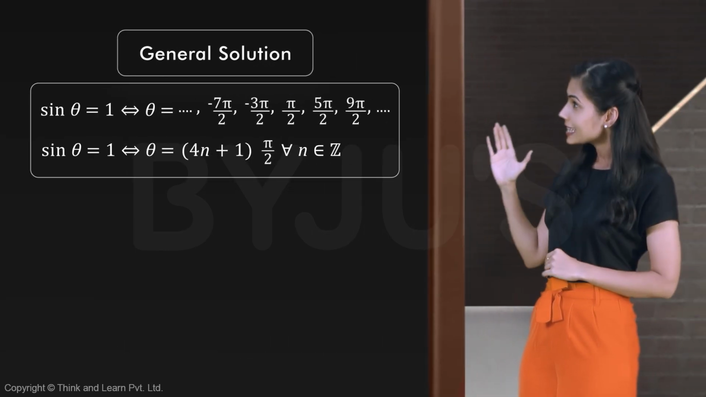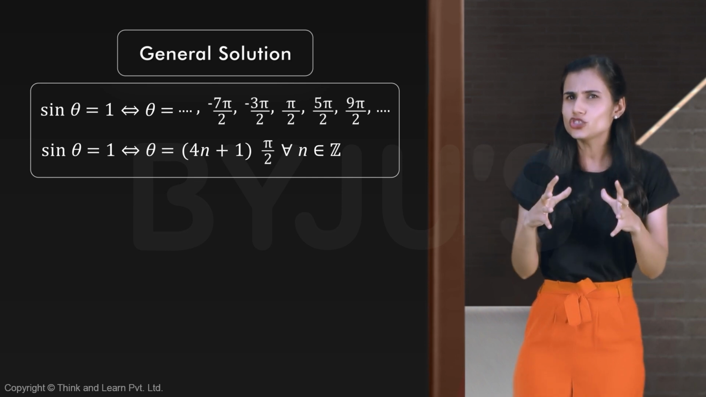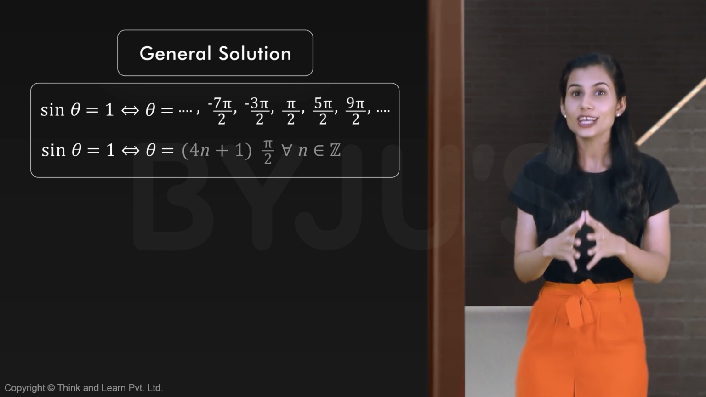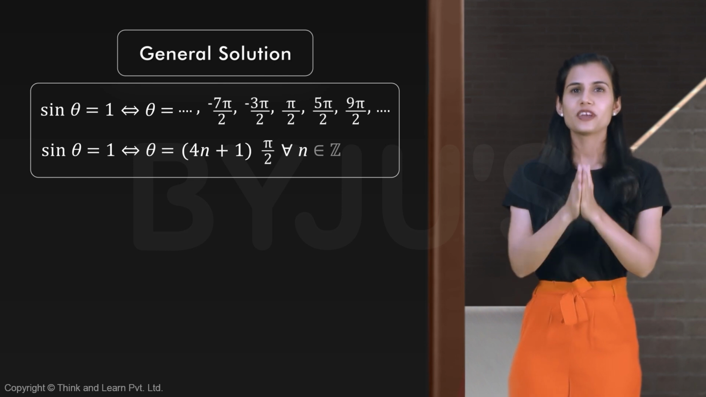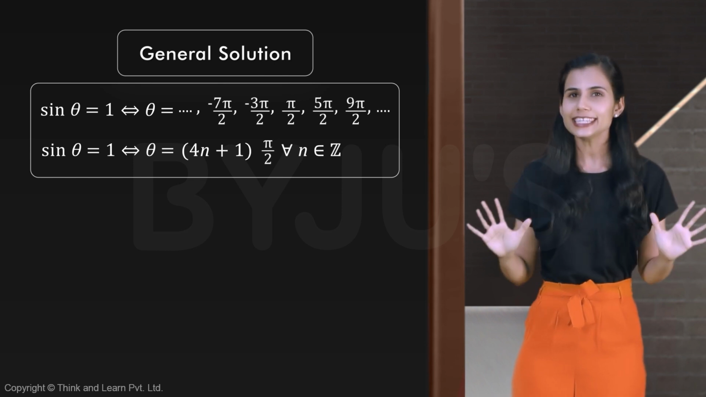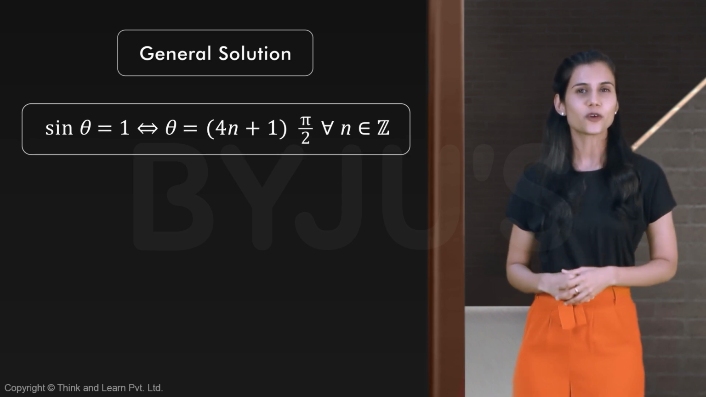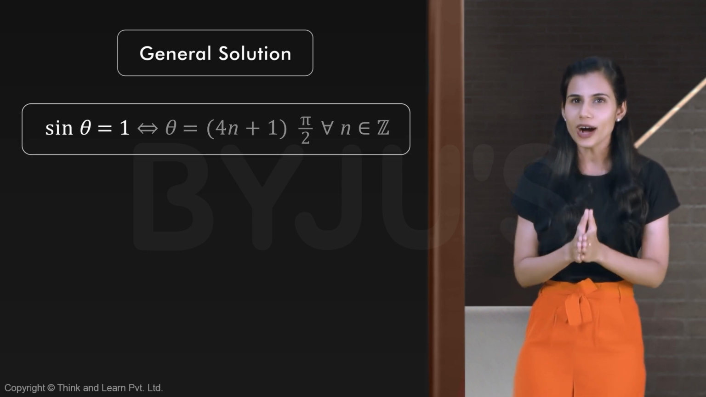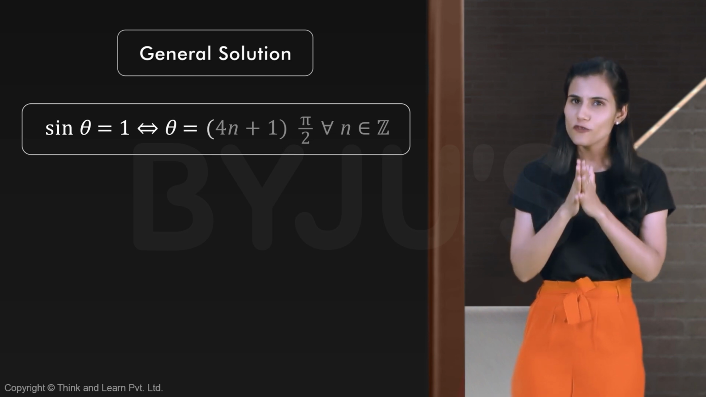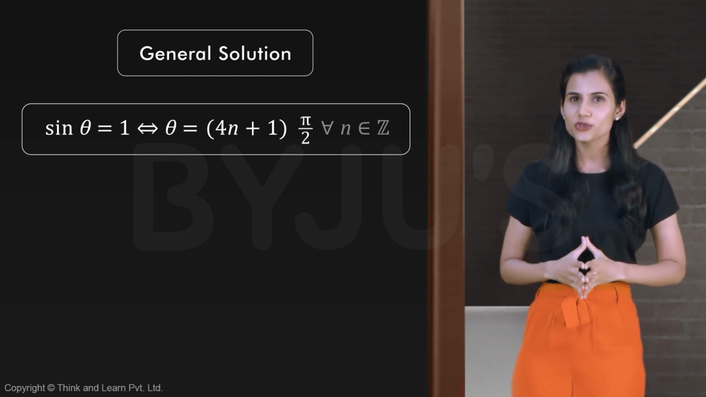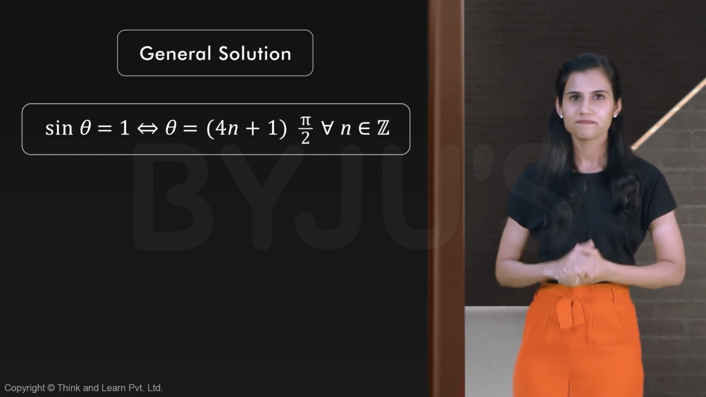So, this infinite set of angles can be in short represented as 4n plus 1 times pi by 2, where n varies over the set of all integers. Thus, the general solution of the equation sine theta equals 1 is nothing but theta equals 4n plus 1 times pi by 2, where n belongs to the set of integers. Done?